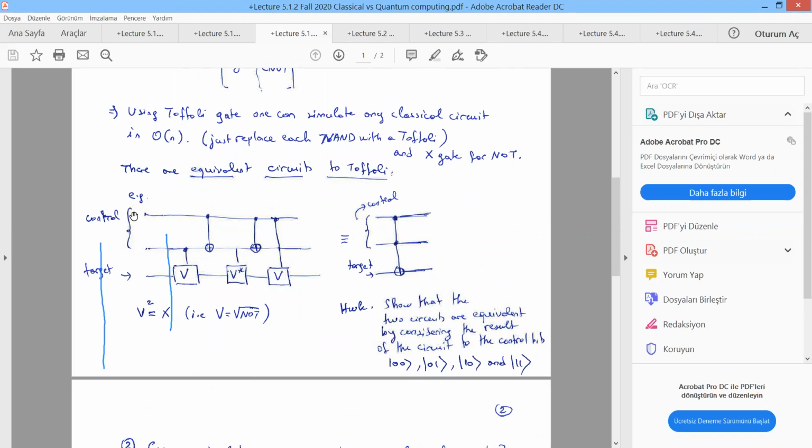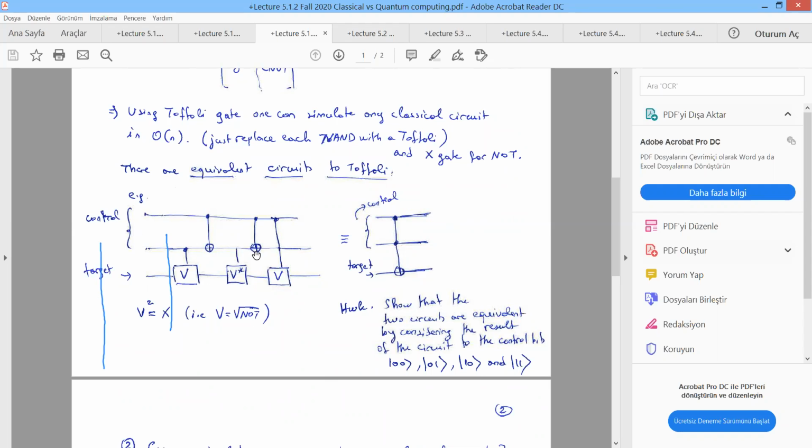Again, you have the two control bits and the target bit. V over here is the square root of NOT. In other words, V naught, as you know, is the X operator, 0, 1, 1, 0. V is the square root of NOT. In other words, if you square this V, V squared equals the X operator.